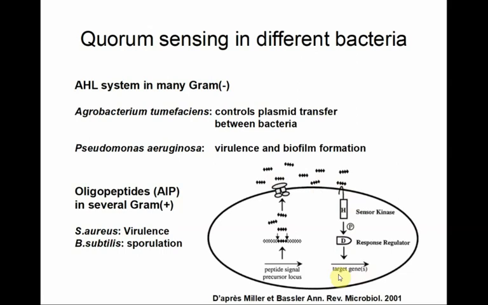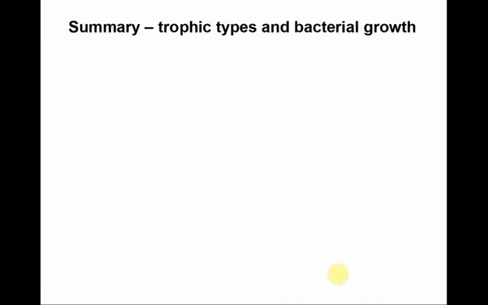Okay, so that's quorum sensing. Very important in a lot of real life situations in microbiology, because just growing bacteria in 200 ml of LB medium doesn't really represent the way a lot of bacteria grow, especially pathogens.